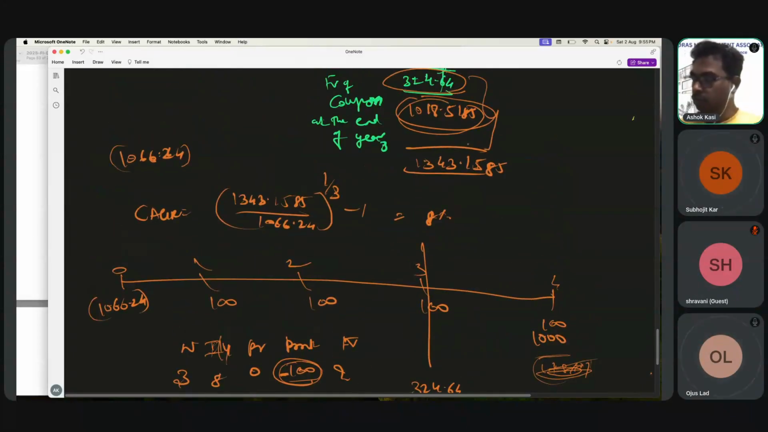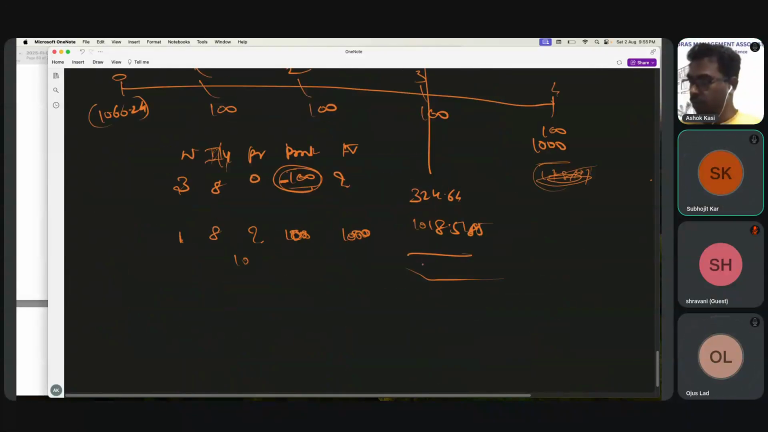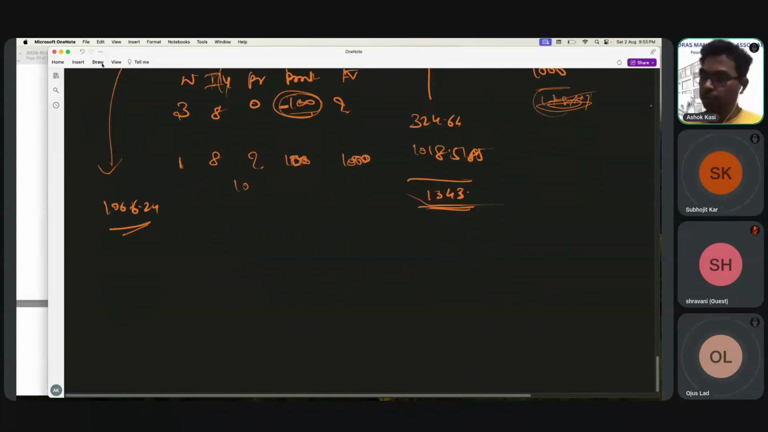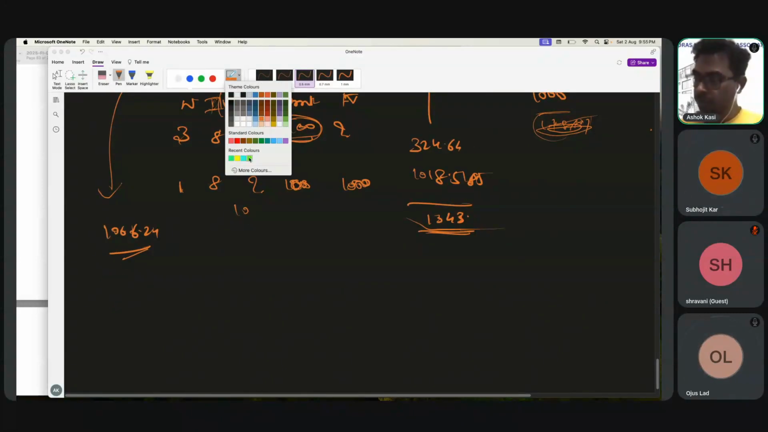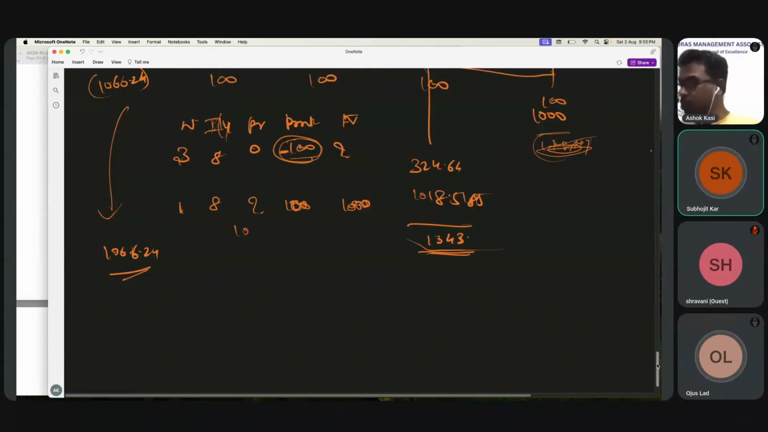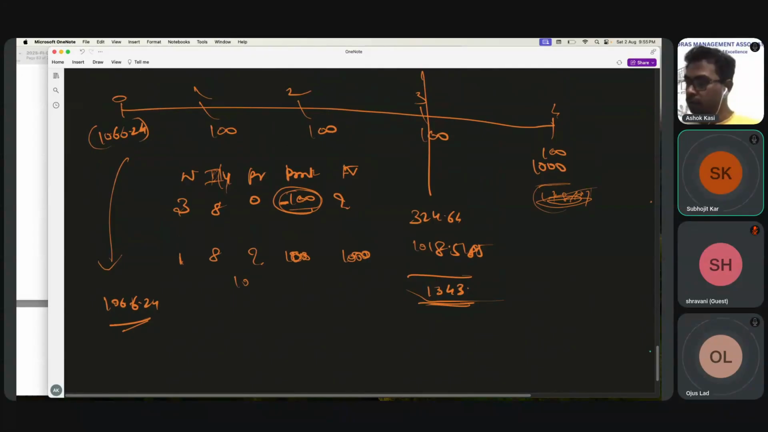So these two add up to 1343.1585, and then you will calculate the CAGR. Okay, this point is okay. So in this shortcut, what did we do? One payment of 100 you are receiving each year, and a future value of 1000.